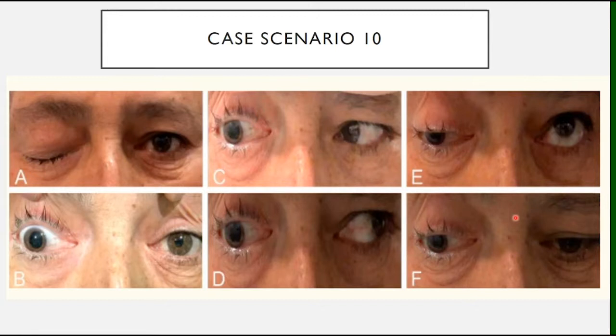C. Unable to abduct the right. Okay. So what do you think? These are sixth, abducens or lateral rectus. Okay. D. Unable to adduct also. Okay. So that's still third nerve. Third. Yeah. What about E? Unable to elevate the right eye, superior rectus. Okay. And then F.